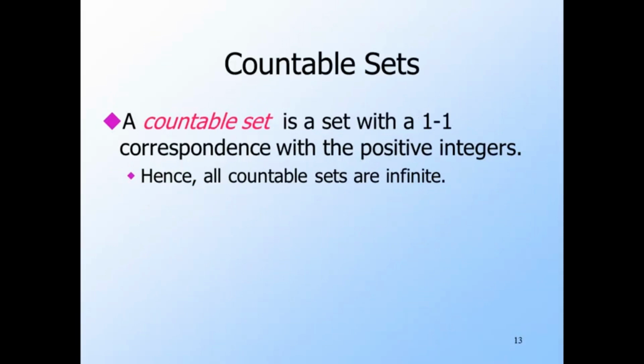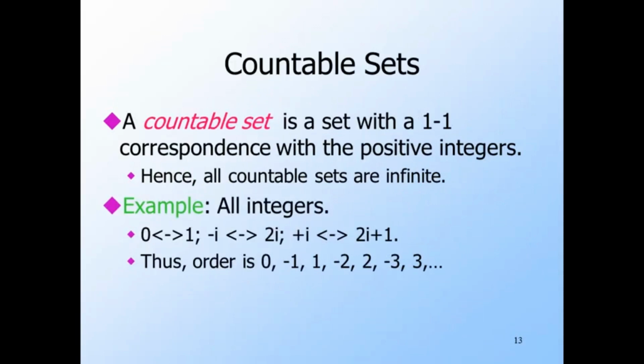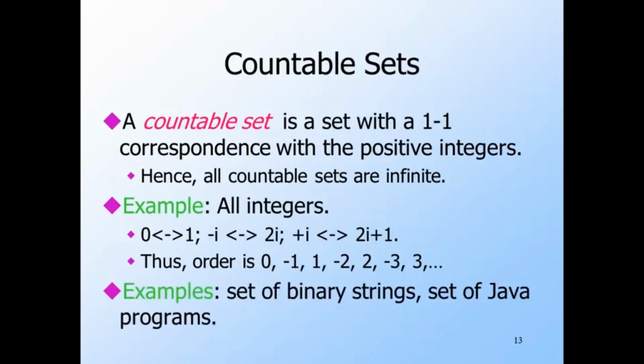A countable set has a one-to-one correspondence with the positive integers. For example, the set of all integers, positive or negative, is countable. A correspondence maps 0 to 1, minus i to plus 2i for all i equal to or greater than 1, and plus i to 2i plus 1 for all i equal to or greater than 1. As a consequence, the positive and negative integers get interleaved in the ordering as 0, minus 1, 1, minus 2, 2, and so on. The binary strings are also countable.